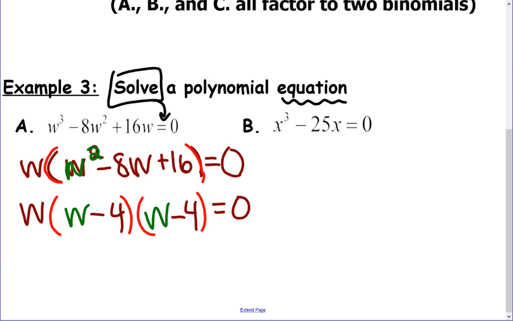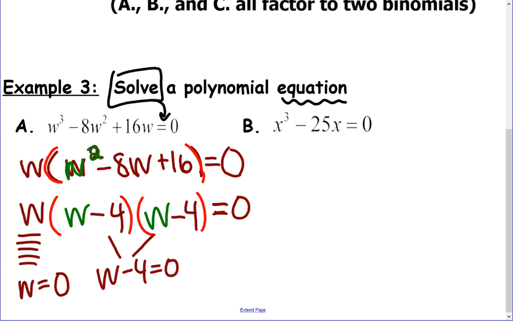And now, because we're solving, we need to set each factor equal to 0. This is your first factor, W. We need to take that W and set it equal to 0. Okay, and then we take the W minus 4 and set it equal to 0. Notice these are the same factor. You don't have to do it twice because you're going to get the same solution. So we get W equals 4. You don't have to tell me W equals 4 twice. Otherwise you're just repeating yourself. So if it's the same factor, you just need to set that one factor equal to 0 once.